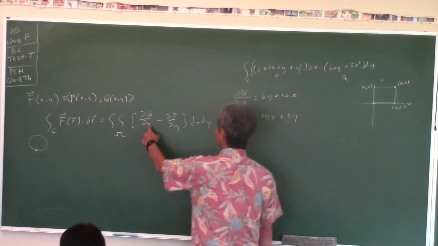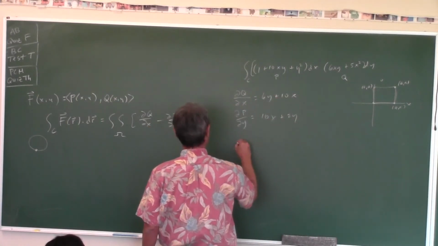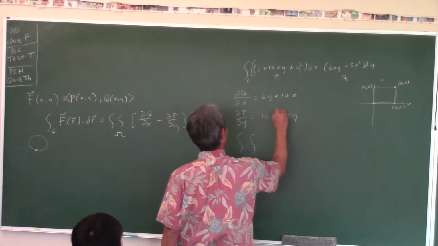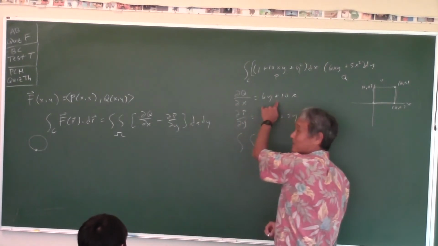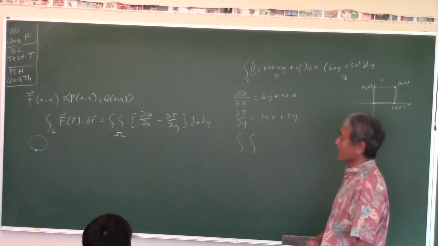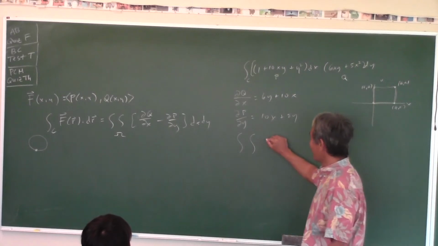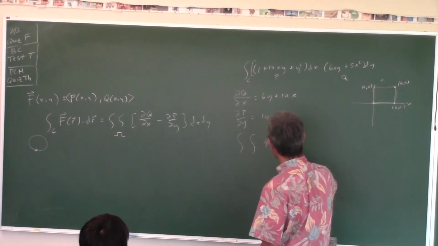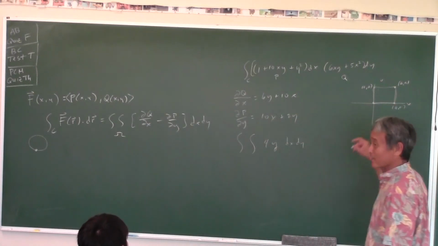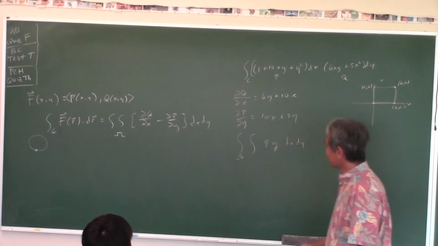So now all you have to do is subtract. Take this minus this. So we're going to do a double integral over this region of, that's a 10, yeah? This minus this. What is this minus this? I'll give you a hint. The 10x cancels out. And you get 4y. And we're going to integrate that dx dy over this region, over omega. And that will give us the work.